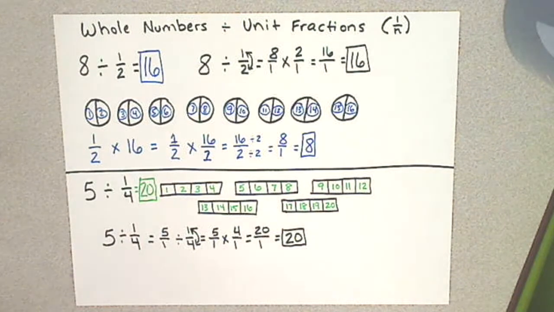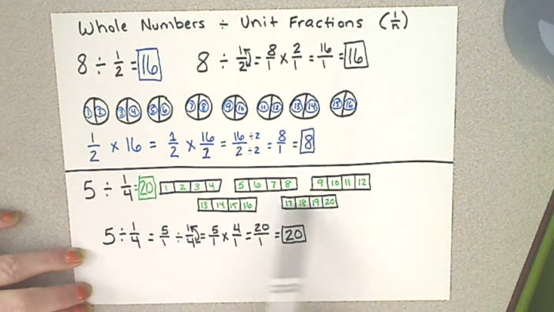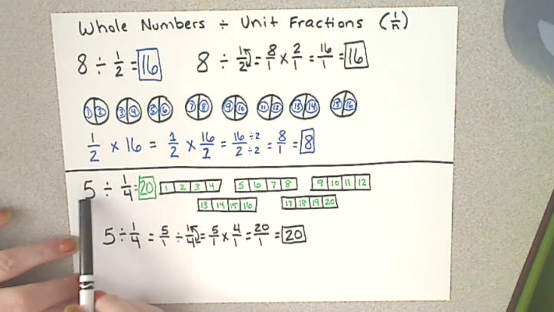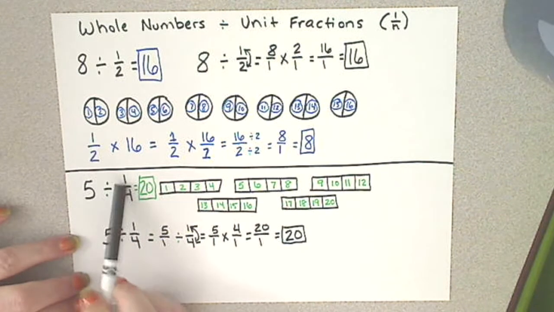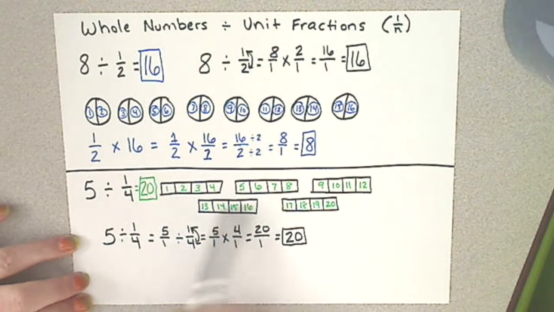All right, but again, this is not required. The models are what you're required to do. So if you can draw 5, split each of those into 4 pieces and count the number of quarters in all of them, then you're golden. All right, let's take a look at our next example.